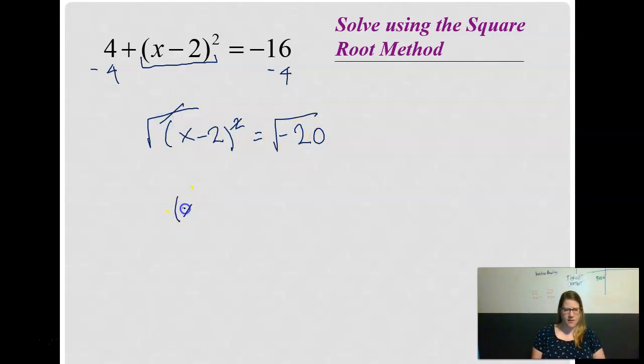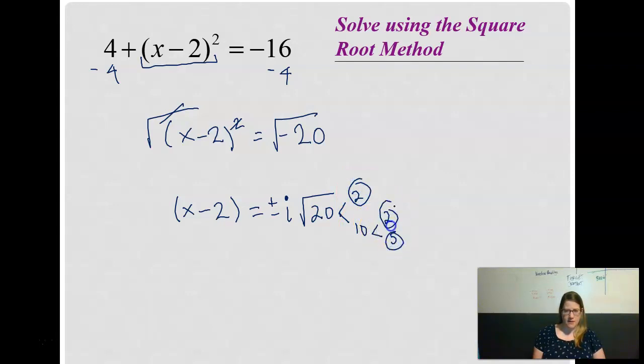Remember, if I have a negative under my square root, that means that this is going to be imaginary. So I'm going to put my plus or minus out front because it could be either positive or negative square root of 20. I'm also going to pull out an i because I know this is going to be imaginary. 20 broken down, that would be 2 times 10. And 10 is 2 times 5. Since there are 2 2s underneath, I'll bring that 2 out and I'll multiply it by the i out front. And the 5 will have to stay under the root. And then I have x minus 2 on this side still, so I still need to add that 2 over.